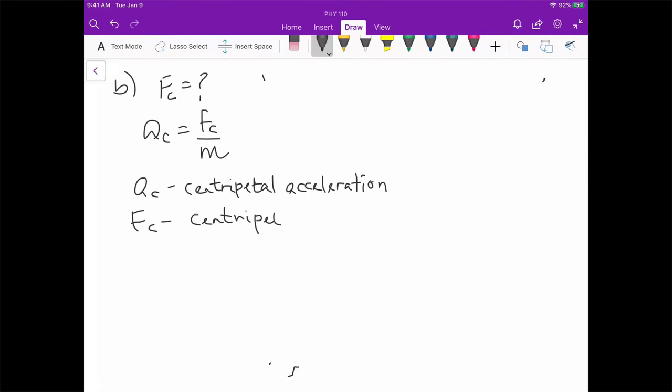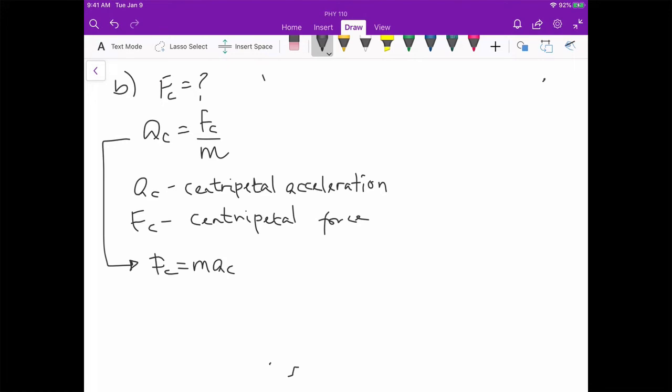Okay, so as the name implies, centripetal means center seeking. Something that is looking towards the center. That's what it means. So from this equation, your FC will be M times AC.